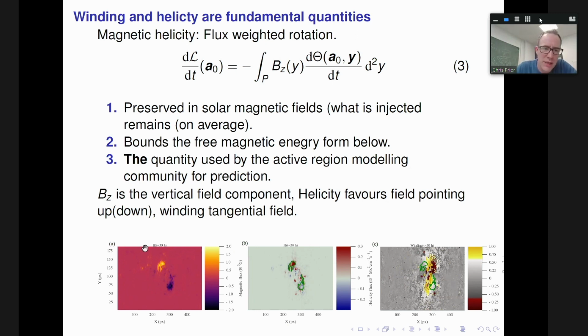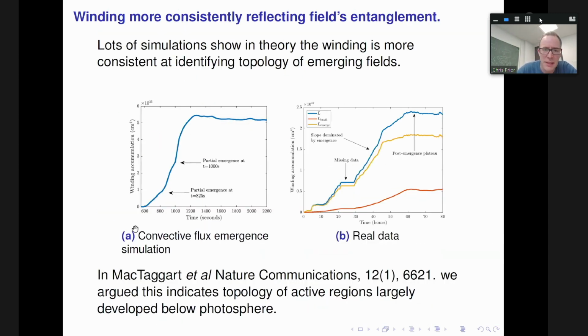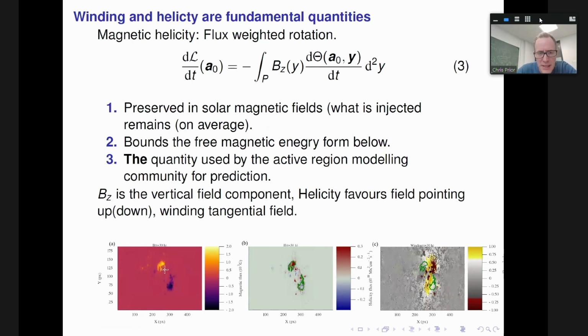But there is one reason why it's worth also calculating, and why it's slightly distinct from helicity. And this actually goes back to a point Manolis raised previously. Basically, on the left here, I have a magnetogram. It's a nice bipole magnetogram. And in the middle, I've got the helicity flux, basically calculating that formula 3. And most of it is basically where the BZ component of the field is. Not surprisingly, because it's weighted by the BZ component of the field. So it's at the magnetic foot points.